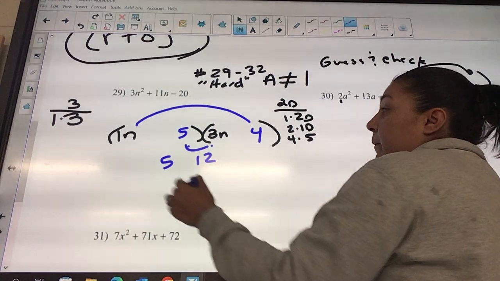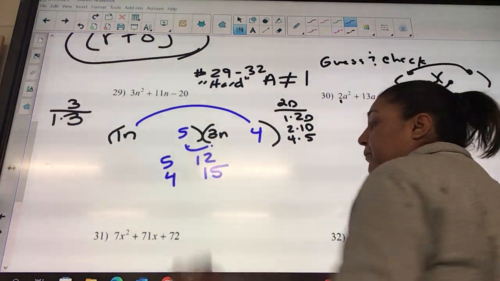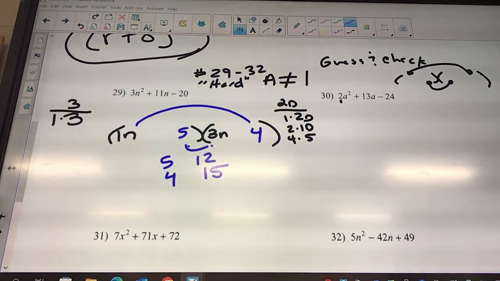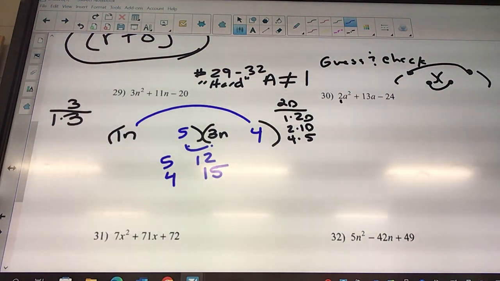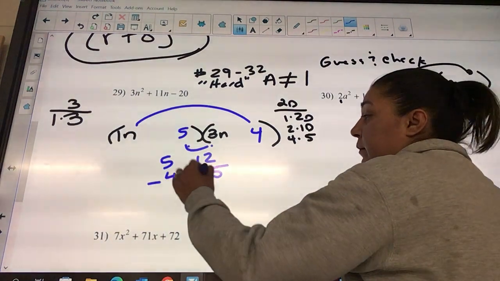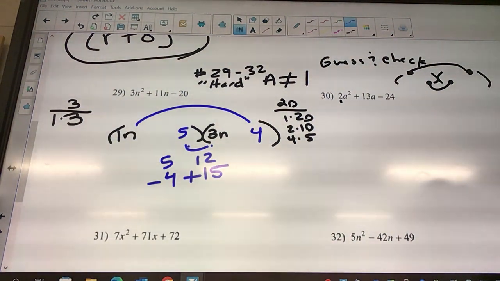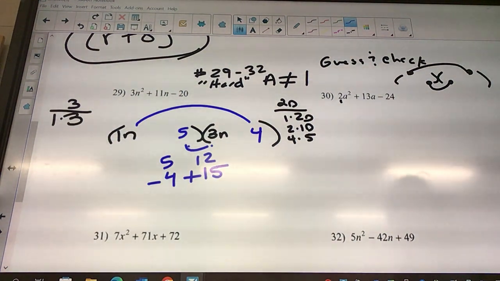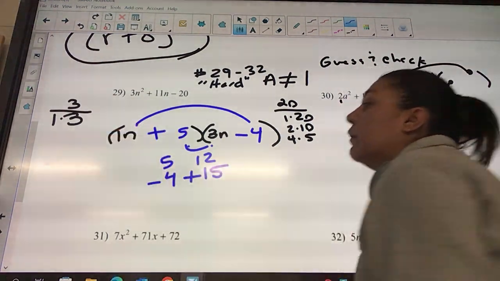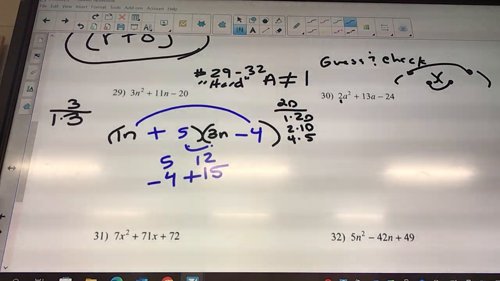1 times 4. 5 times 3 is 15. Okay, could that give us an 11? Yeah. Okay, how could I get a positive 11? Perfect. And then there's one really important step after this. What is that? Perfect. You guys gotta switch them. Good job, because my last class was like, what? I don't know. So you do need to flip them above.